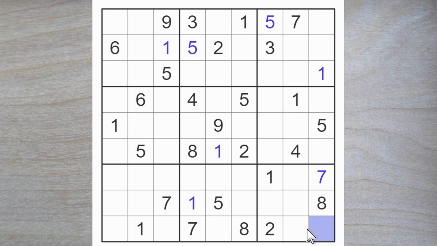A 9 must, I think, go in one of these two squares because this 9 blocks down here. This 9 blocks down here, and this 9 blocks here. So one of these must be a 9 blocking down here. So we got a ghost 9 blocking here, a real 9 blocking here, another 9 blocking here. So a 9 must go in one of these squares. And since this 9 blocks across, and this 9 blocks down, a ghost 9 blocks down, one of these must be a 9.